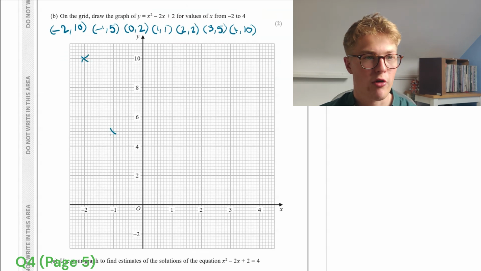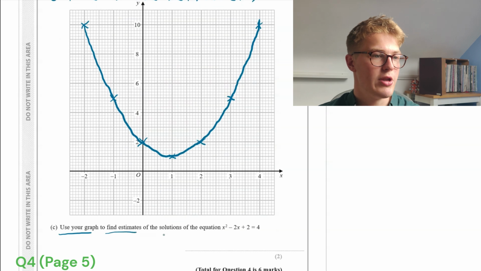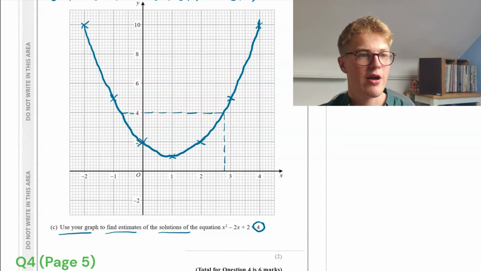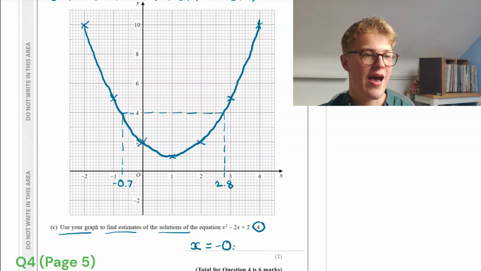So I'm going to plot these all on the graph below, and then I'm going to join them up using a curve. Then we need to use our graph to find estimates of the solutions of the equation x squared minus 2x plus 2 is equal to 4. So note that it says 4 here. We need to look at the values when y is 4 on our curve. So in this case, x is going to be minus 0.7 and 2.8.